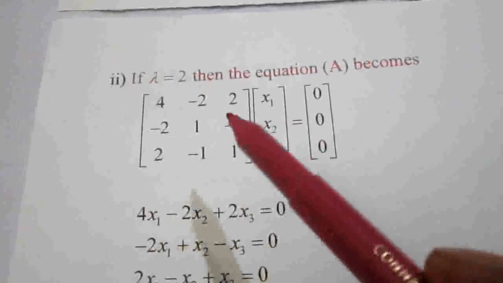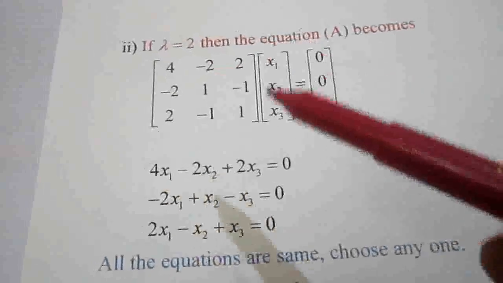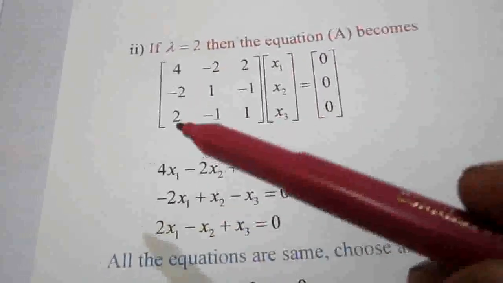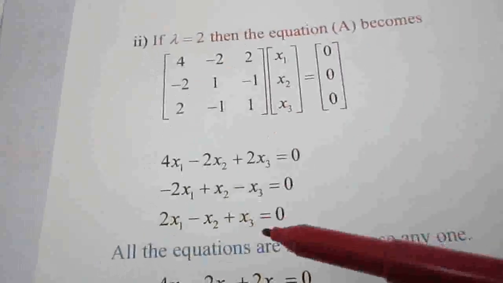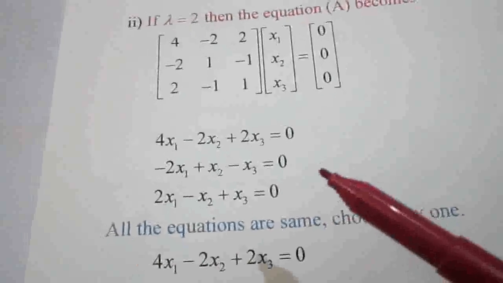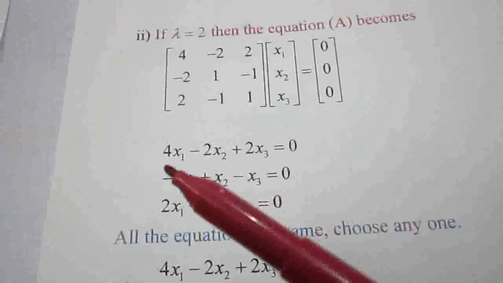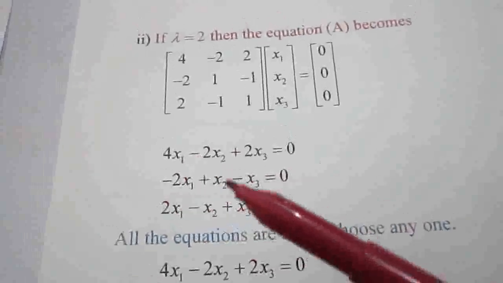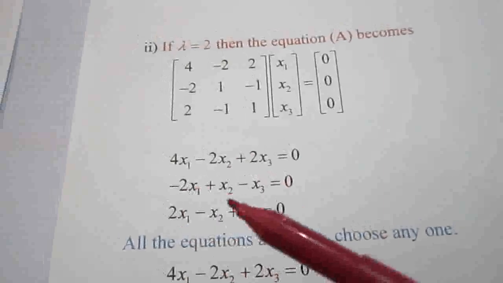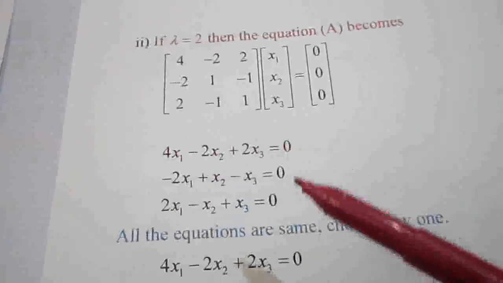By multiplying these two, we can form three equations as usual. The first row is multiplied with the first equation, the second row with the second equation, the third row with the third equation. But you see here all the equations are the same. Because when dividing by 2 and multiplying by minus 1, both the equations are the same, and dividing by minus 1, these two equations are also the same.